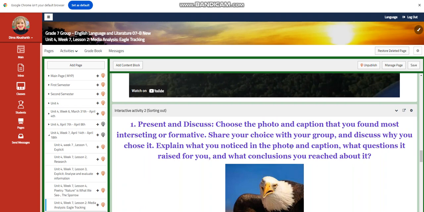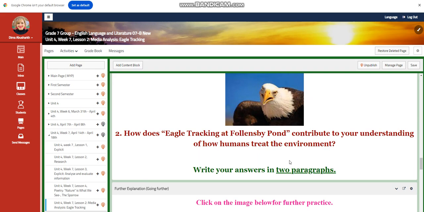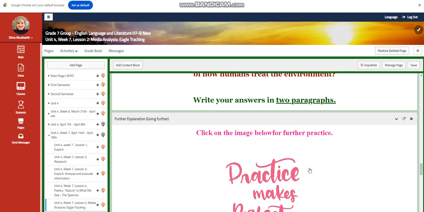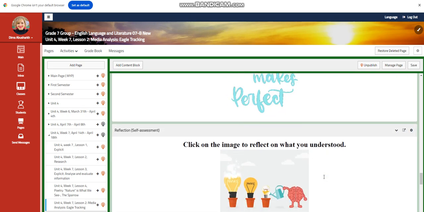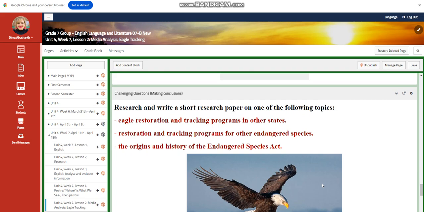Explain what you noticed in the photo and caption, what question it raised for you, and what conclusion you reached about it. The second part is, how does eagle tracking at Follens Pond contribute to your understanding of how humans treat the environment? Write the answers in two paragraphs. Further explanation, a self-assessment, and the challenging question is going to be a research.